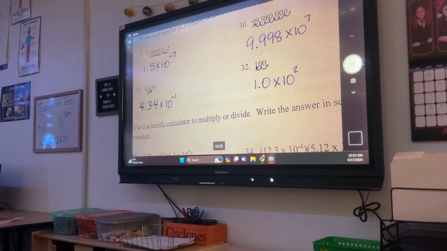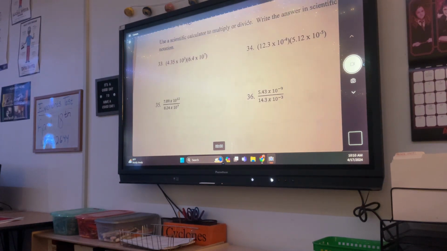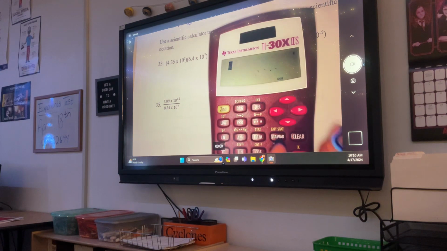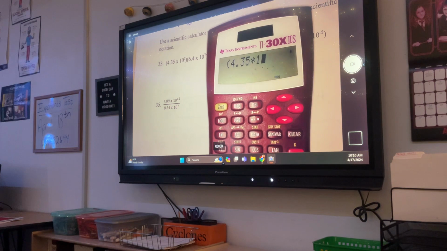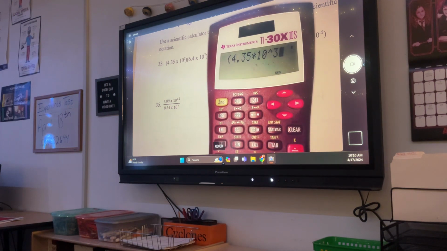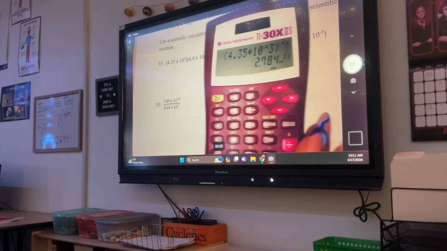Okay, and then the last set of questions that you have to do is that super fun worksheet that we did on Monday. You're literally just going to type that whole thing into your calculator, okay? So, you open a parentheses, 4.35 times 10 to the 3rd power, close your parentheses, you're going to put a multiply dot in between, open your parentheses and type the second set, so 6.4 times 10 to the 7th power, and then you just hit enter, and it's going to give you your answer.